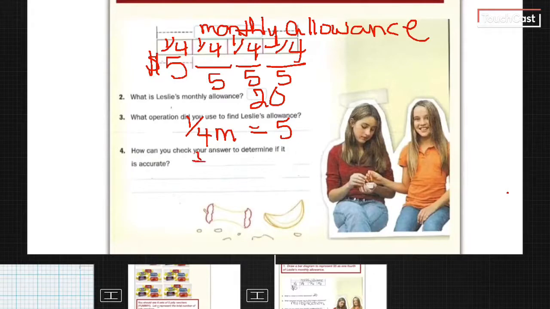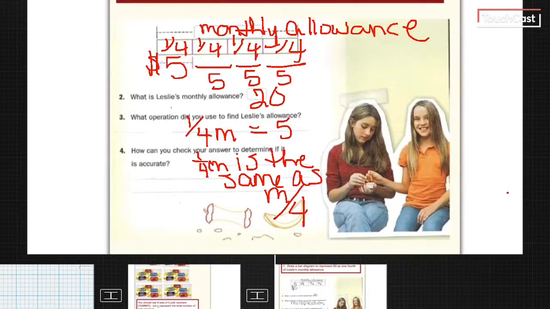So what I'm saying is 1/4 M is the same thing as M/4. Those are 2 equivalent expressions. If I showed you M/4 is equal to 5, you probably could easily see that M would equal 20. You times both sides by 4, which is the reciprocal of 1/4.